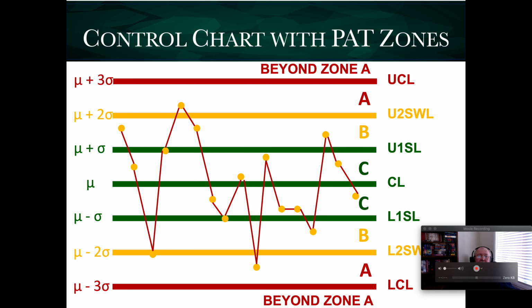But there will be 7 lines, 7 main lines. A center line, an upper 1 standard deviation line, and a lower 1 standard deviation line that are positioned quite literally at 1 standard deviation above the mean, 1 standard deviation below the mean. We'll have upper and lower 2 standard deviation warning lines, positioned quite literally at 2 standard deviations above and 2 standard deviations below the center line, or away from the mean. And then we'll have the upper and lower control lines. Those are positioned at 3 standard deviations above the mean, 3 standard deviations below the mean.